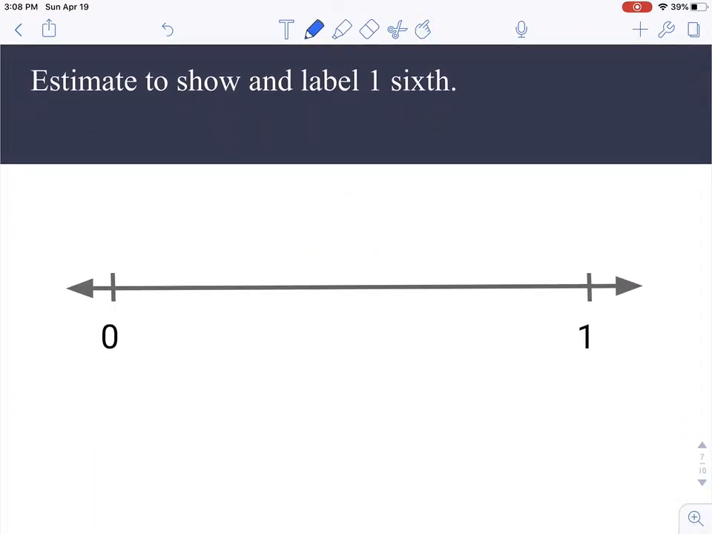Okay, estimate to show and label 1/6. Well, I want to make 6 sections to show sixths, but I need to draw 5 lines to show that. So I'm not going to draw 6 lines. Okay, let's see. I'll try my best here. I think I'm going to start by splitting this in half and then dividing up each half into thirds. This 3 and 3 make 6. Okay, let's see. 1, 2, 3, 4, 5, 6. Good. Okay. So I'm just counting this section here.